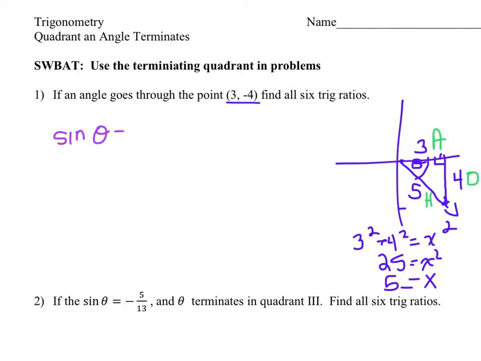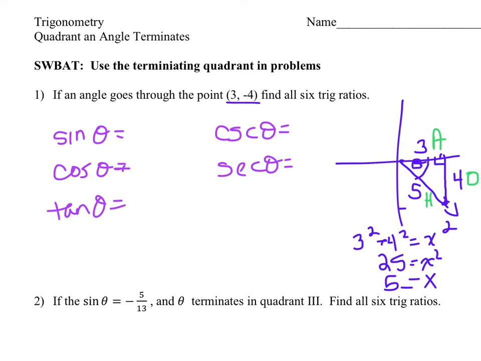So sine theta, I have to find all of them. Cosine theta, tangent theta. I always write them like this, so their reciprocals are next to each other. Sine's reciprocal is cosecant. Cosine's reciprocal is secant. And tangent is cotangent. So I just do this, and then I say, okay, I'm in quadrant 4, so cosine and secant are going to be positive, so everything else is negative. And then I don't worry about my signs.